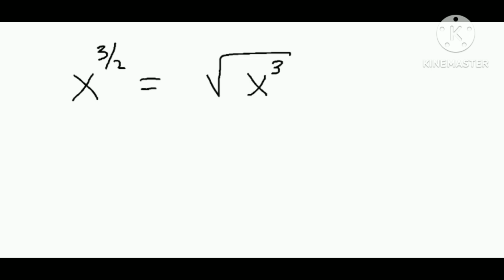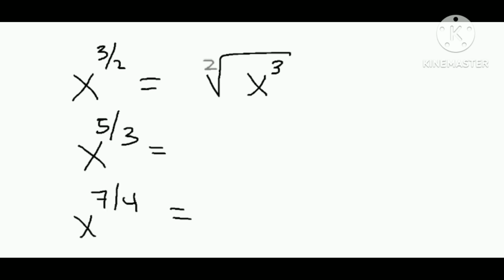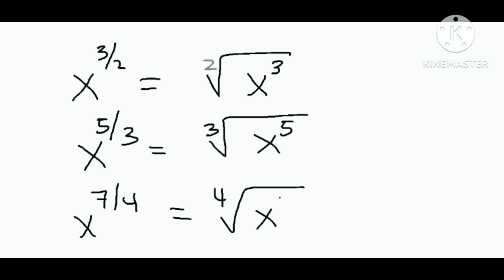Now let's briefly go over exponential fractions. So here's one, x to the 3 halves. You need to be able to convert this into a radical. This is the same as the square root of x cubed, where the index number is a 2. So let's say if you have x to the 5/3, how can we convert that into a radical expression? And try this one, x raised to the 7 over 4 power. So this is going to be the cube root of x to the 5th, and this is the 4th root of x to the 7th.